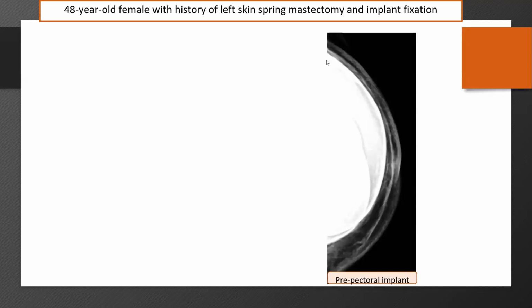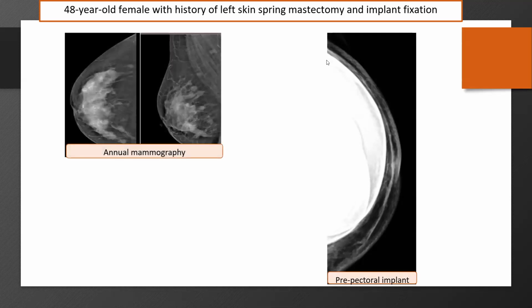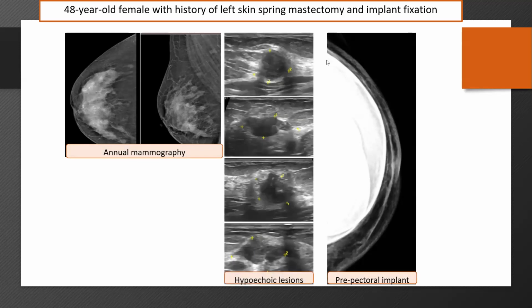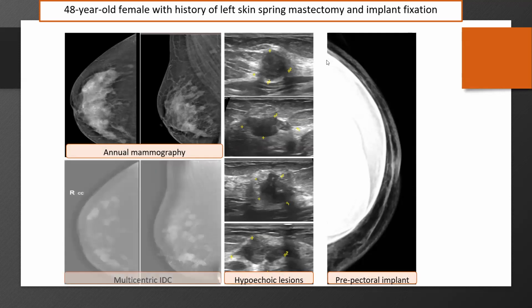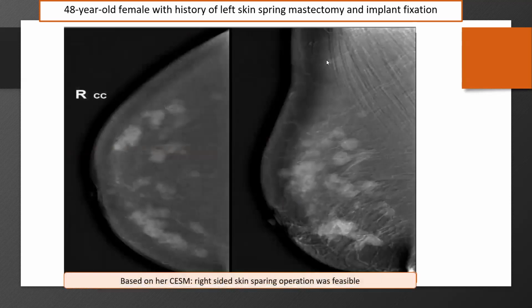This 40-year-old female with history of left skin sparing mastectomy and implant fixation. The annual mammogram for the right breast showed dense breast and multiple small nodular lesions. But the ultrasound revealed multiple hypoechoic masses. I'd like to perform a contrast mammography. Yes, we did the contrast mammography, and we can see a multicenteric lesion. But according to this mammogram, right-sided skin-sparing operation was feasible because the lesions are not invading the skin or the subcutaneous tissue. Yes, I think it was mandatory to perform.